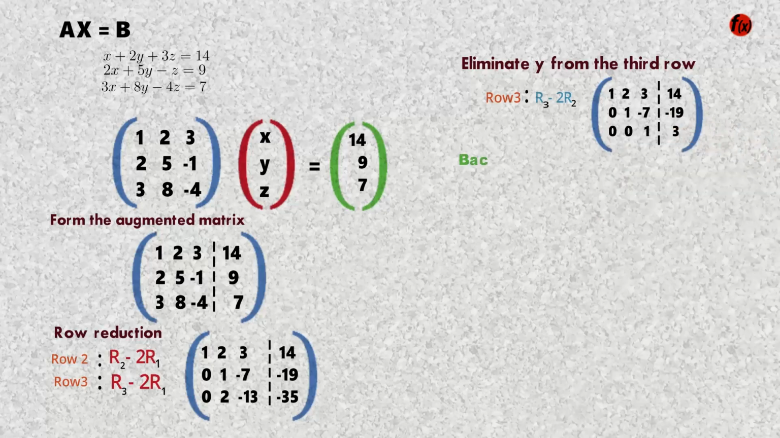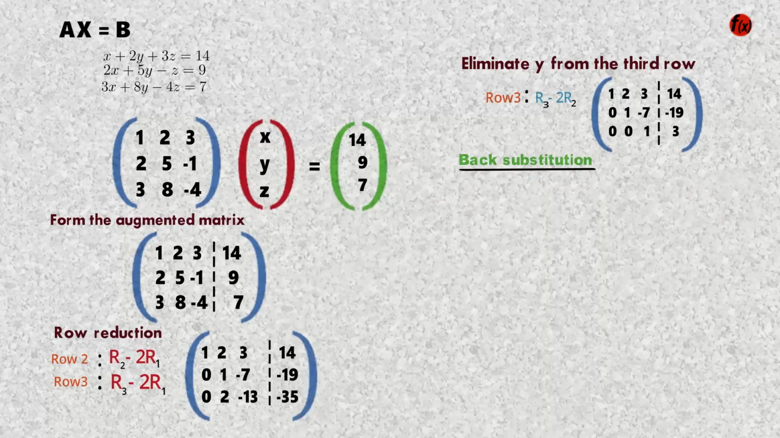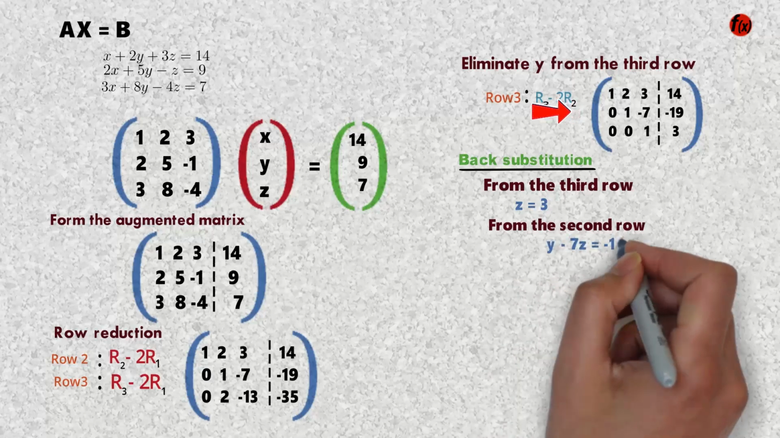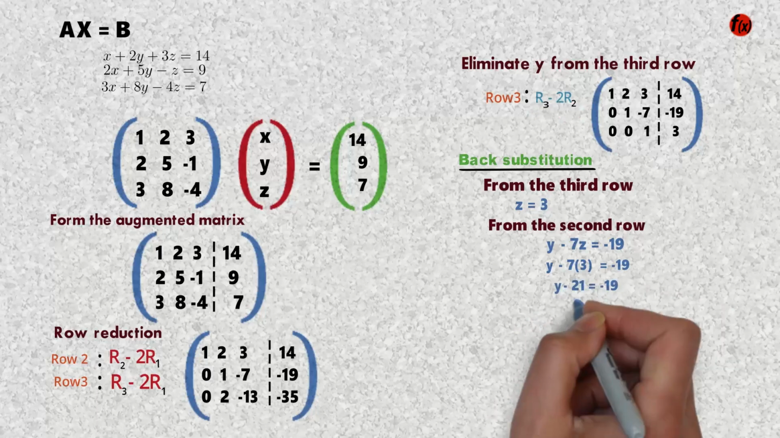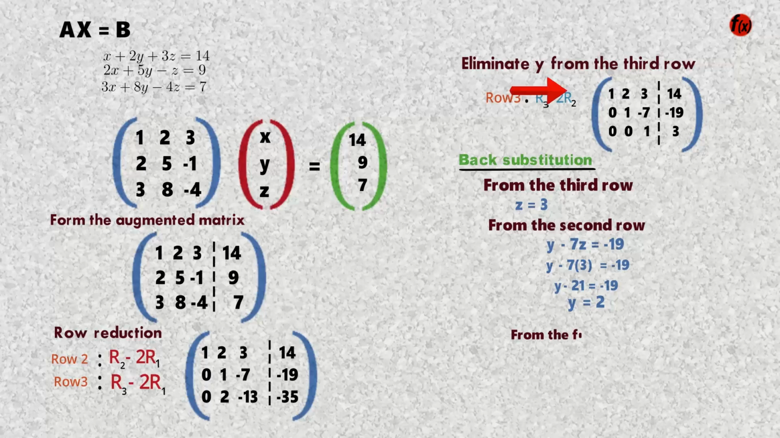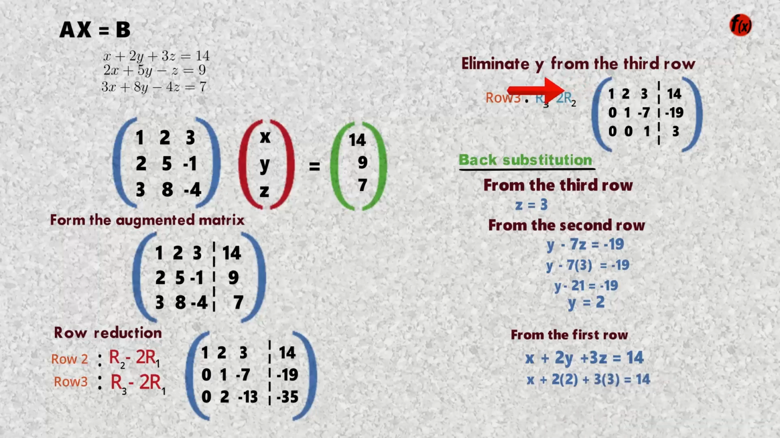Step 3. Back substitution. Now we can back substitute to find z, y, and x. From the third row. From the second row. From the first row. Final solution. The solution to the system of equations is x equals 1, y equals 2, z equals 3.